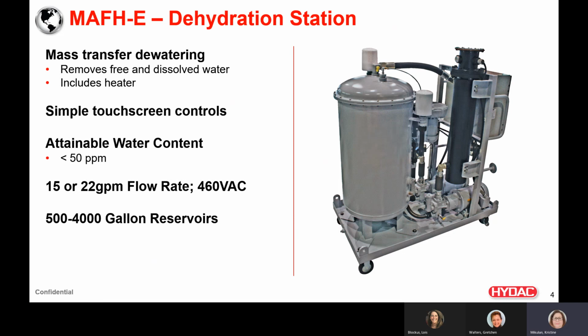We have 2 units in our rental program, a 15 gallon a minute fixed flow rate, as well as a 22 gallon a minute fixed flow rate unit. All of our dehydration units in our rental program are 460 volt, 60 hertz 3-phase units. They're available for use in anywhere from a 500 to a 4,000 gallon reservoir, so we can encompass majority of the hydraulic reservoirs seen in industrial or OEM facilities.